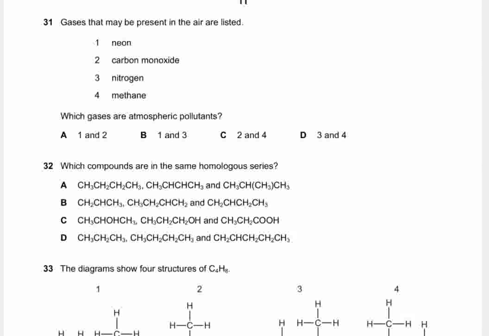Again, you can see that in C we have alcohols, then we have carboxylic acid, and then we have esters. So obviously this option is not correct, and so is the D. So the correct option here is the B one.